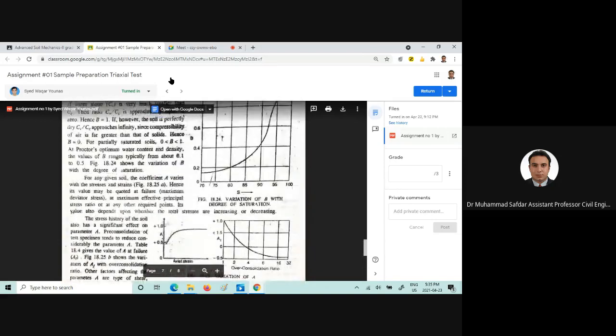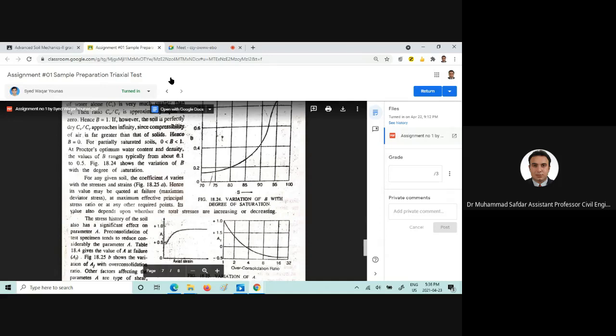And if you have any question, you will come up and ask, as Wali is going to ask today regarding sample preparation. So my recommendation related to the sample preparation: go for the moist tamping for 60% relative density. You can go for dry rodding. Sometimes air pluviation can be added with the dry rodding, so you can use the tamper to achieve the relative density which you desire.